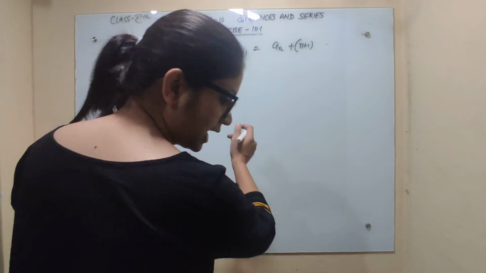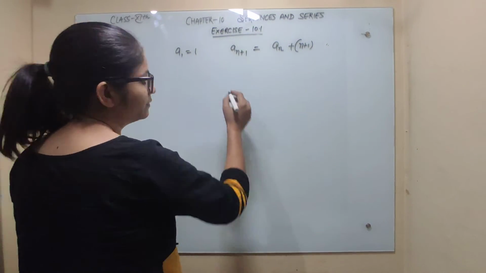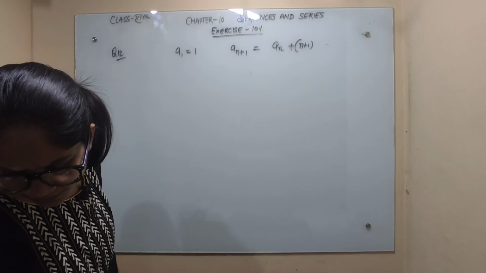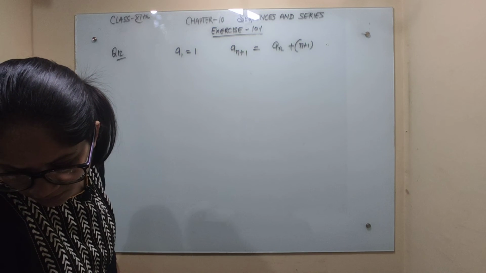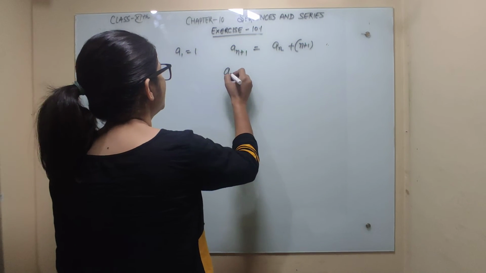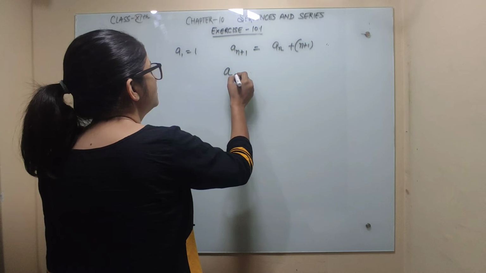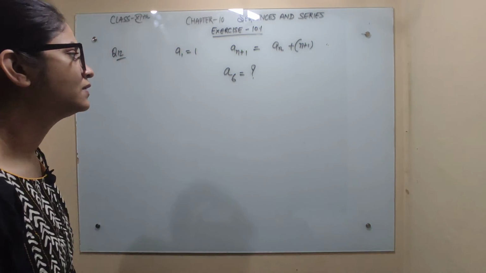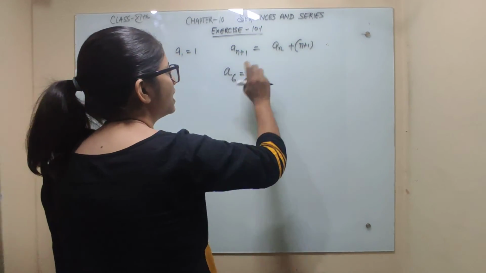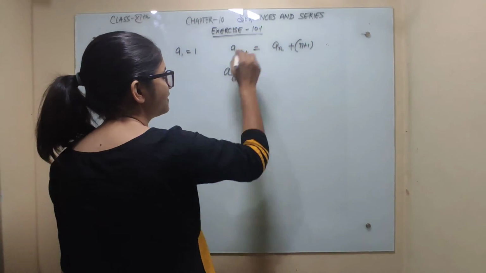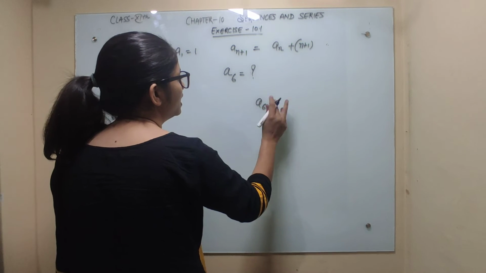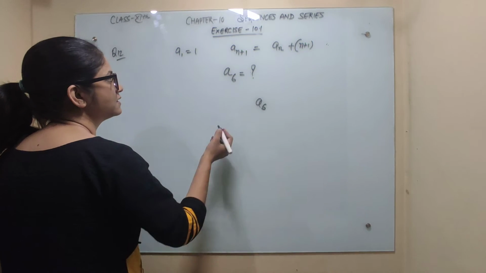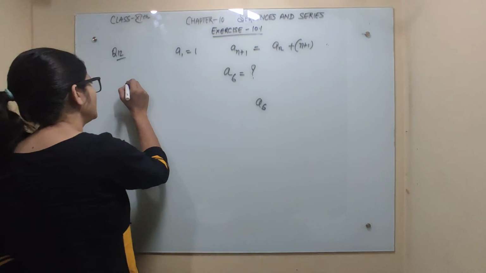So first I will find the first term of the sequence. Find the 6th term of the sequence. So they are asking a6. Definitely here they are asking A6, means the A6 term. So A6 will be what? First I have to write A1, you know.